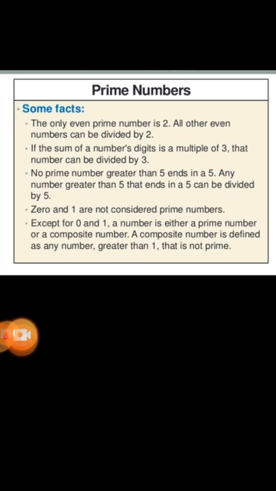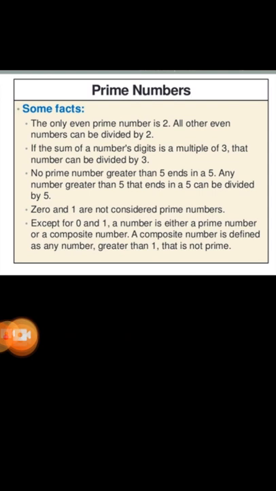Next, we discuss prime numbers. Some facts of prime numbers. The only even prime number is 2. All other even numbers can be divided by 2. If the sum of a number's digits is a multiple of 3, that number can be divided by 3. No prime number greater than 5 ends in a 5. Any number greater than 5 that ends in a 5 can be divided by 5.